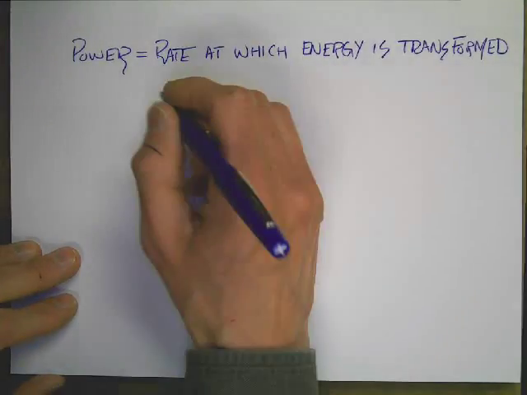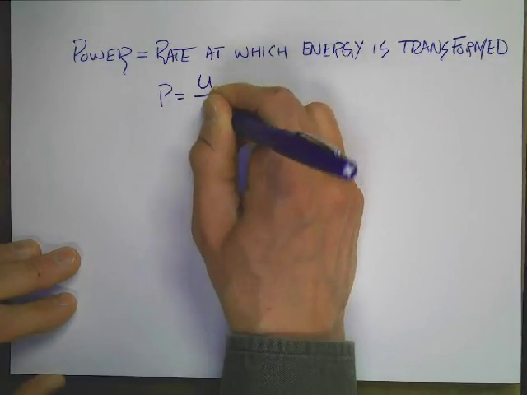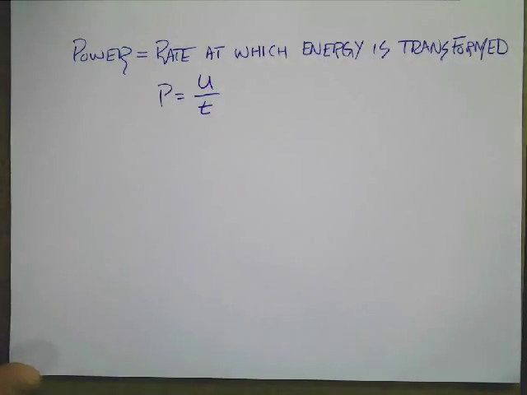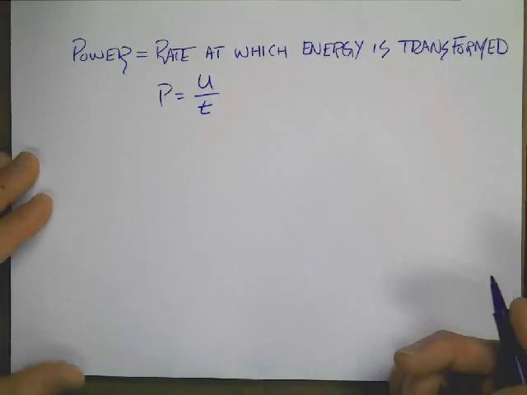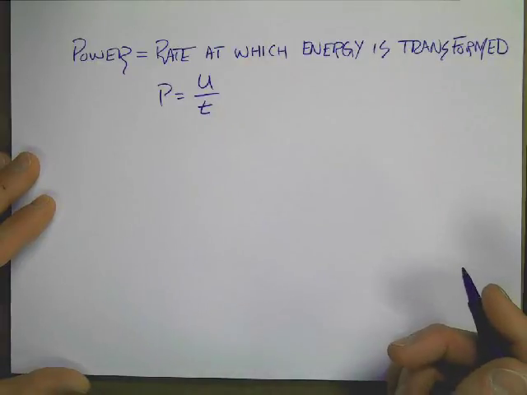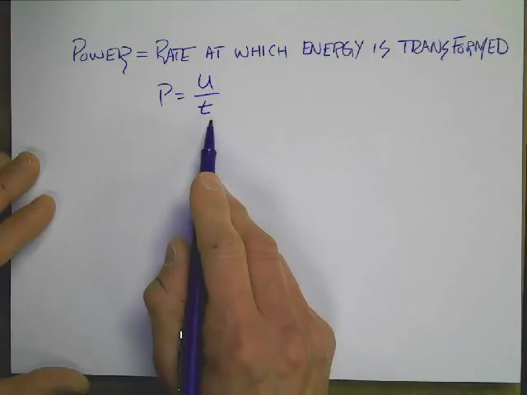So I'm going to start off with just a formula version of that definition, which states that power is equal to U over T. So U is going to be our expression for energy. Okay. And we're dividing by T because we have a rate.